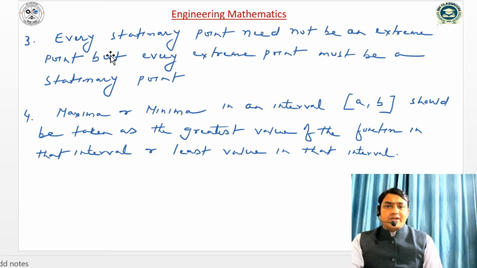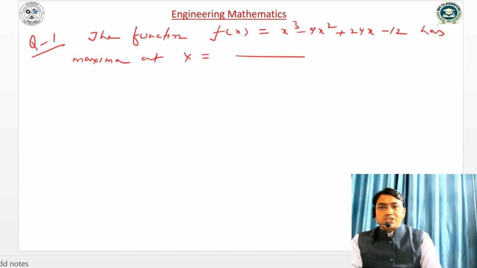Third point, that is every stationary point need not be an extreme point, but every extreme point must be a stationary point. And similarly, maxima or minima in an interval a to b should be taken as the greatest value of the function in that interval or least value in that interval. So let us take the problem based on this concept.